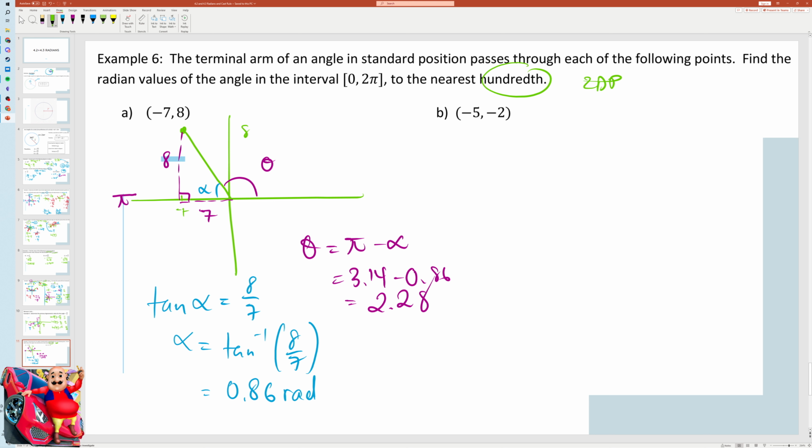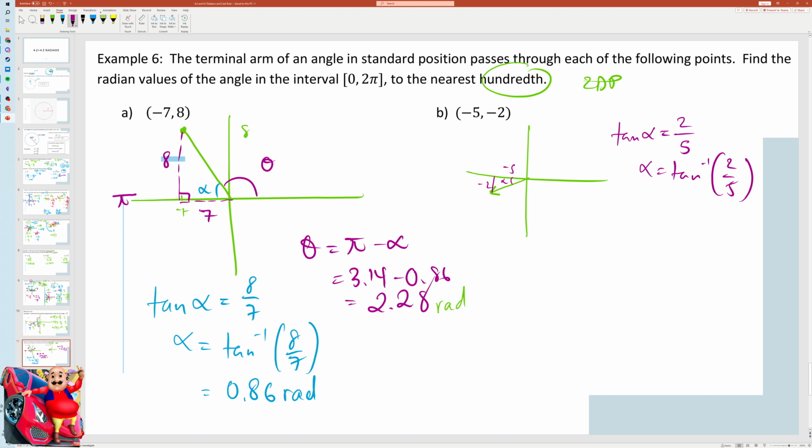And now to the last example. Same idea. We are going to put down a little terminal arm here for negative 5, negative 2. Negative 5 is over here. Negative 2 is about there. We'll draw that out there. We will start like we did before by looking for that alpha. Negative 5, negative 2. Tan alpha, opposite of 2, adjacent to 5. Alpha will be tan inverse of 2 over 5.